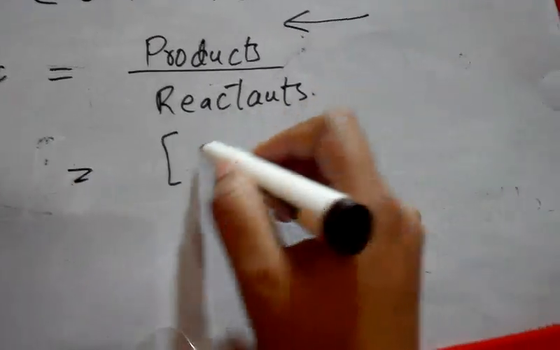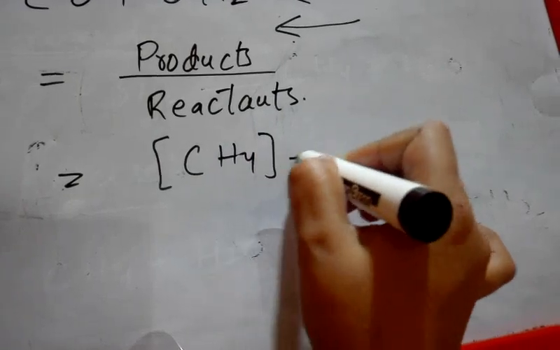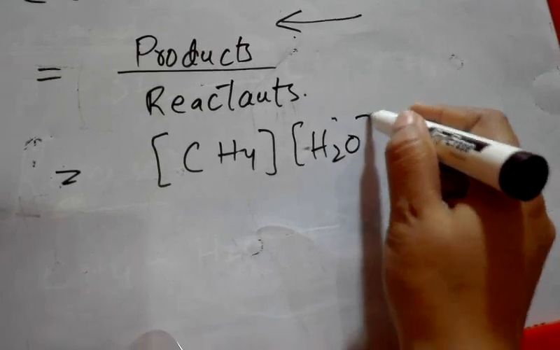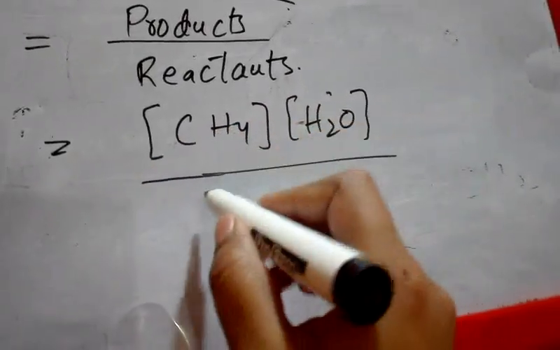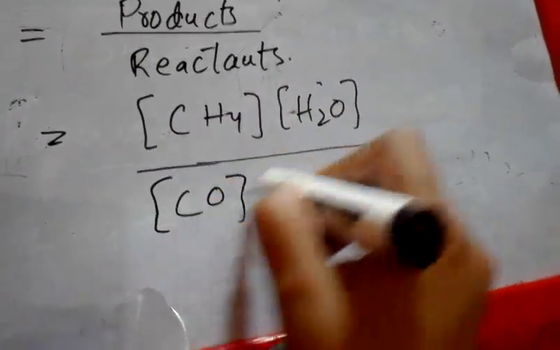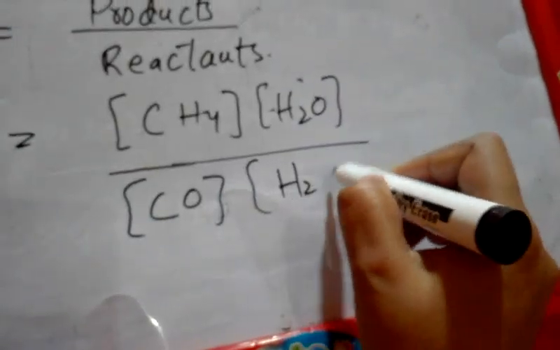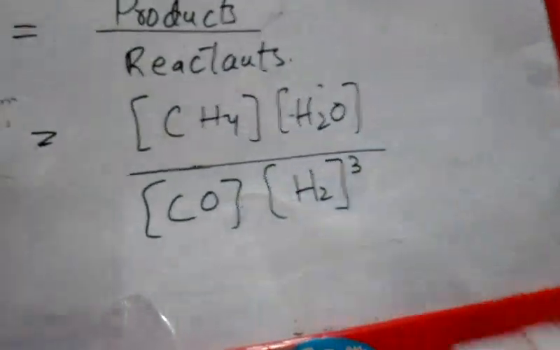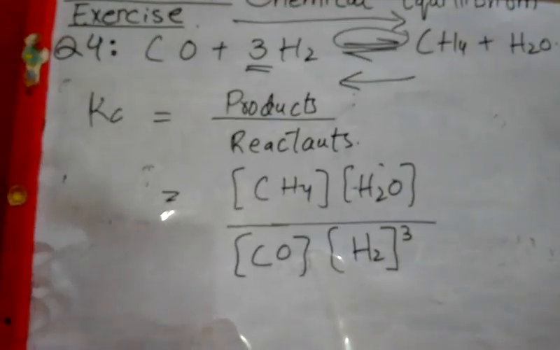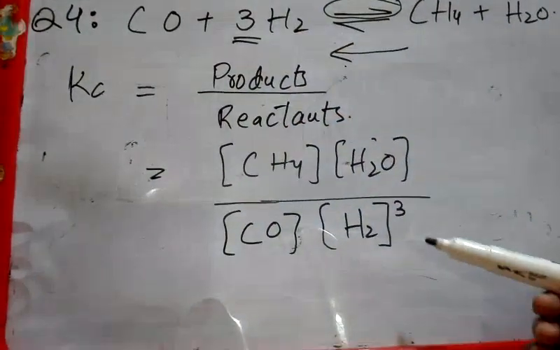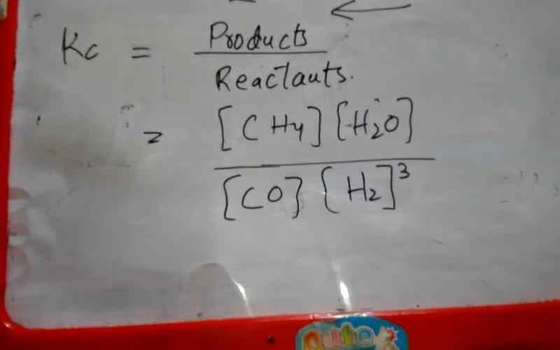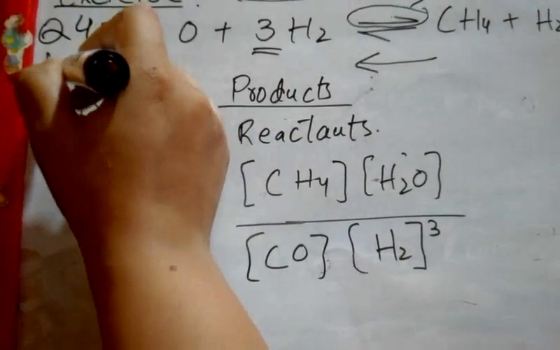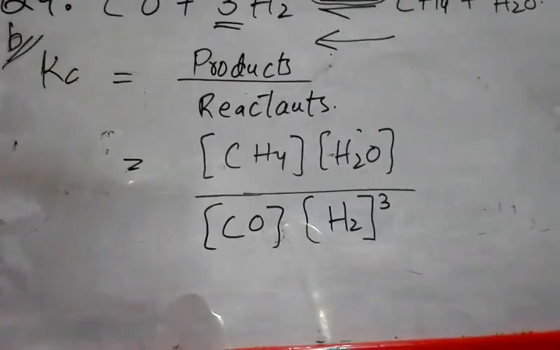In the braces, the products are CH4 and H2O, and the reactants of the reaction are carbon monoxide, CO, and 3 molecules of hydrogen. I will mention the number of molecules in terms of power. The number of molecules becomes the power of the concentration. Alright, guys, this is the Kc of that reaction, and this is the B part of question number 4.